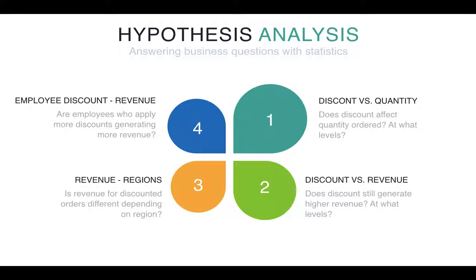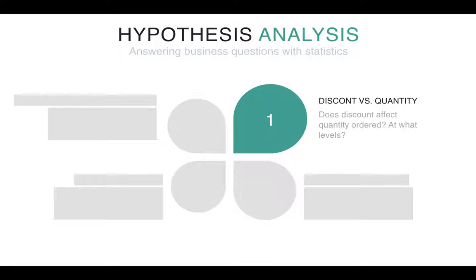For our project, we're going to analyze 4 different hypotheses. We want to look at discount versus quantity order. We also want to look if discount generates higher revenue. We want to see if revenue for discounted orders is different depending on the region. And finally, we will also look at whether employees applying discounts more heavily are in fact bringing more revenue for the company.